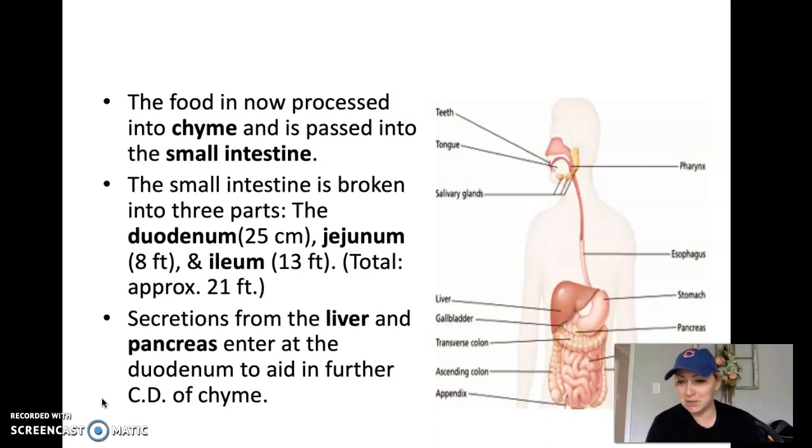Sounds like a DJ. Whoop, whoop, jejunum, right? And it's about 8 feet long, and then the ileum is the last part of the small intestine. It's about 13 feet long. And obviously, if you're a taller person, these will be longer numbers. If you're a shorter person, they'll be shorter numbers. And then I already explained that with the liver and pancreas.